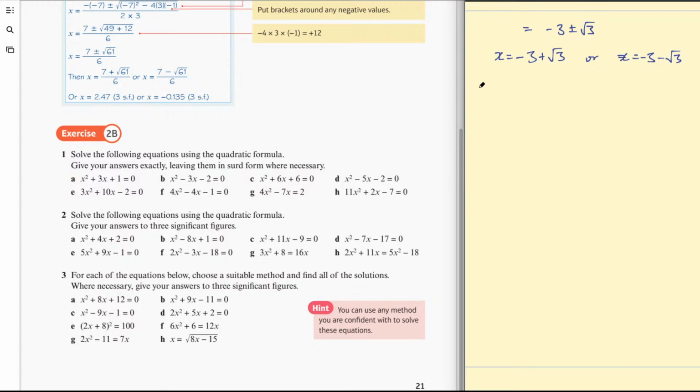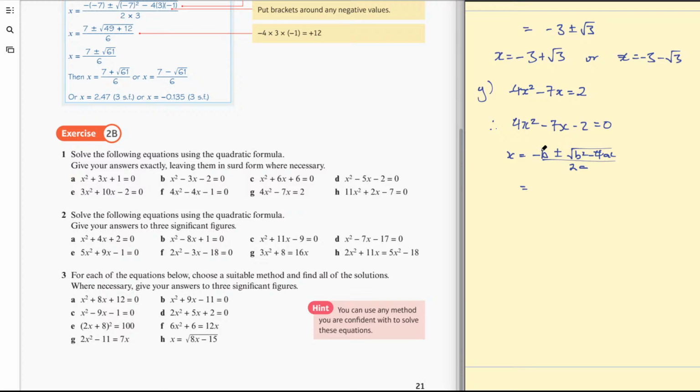And then the other one I said I'd do was G. Okay. 4x squared take 7x equals 2. So we have to kind of write it in quadratic form first. So this will be 4x squared take 7x take 2 equals 0. Again, we can't factorize. There's no factors of 2 and 4 that make 7. So pull out your quadratic formula. Negative b plus or minus the square root of b squared take 4ac over 2a. Plug in the values.